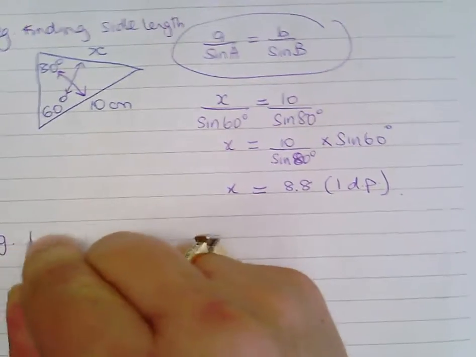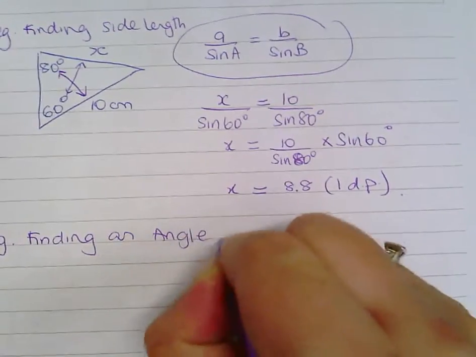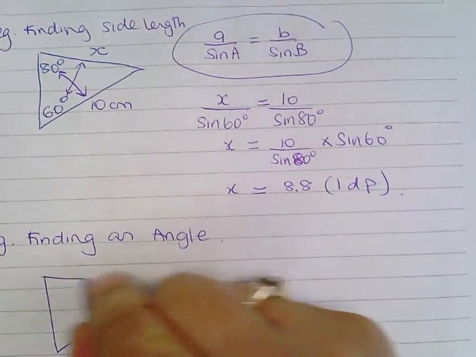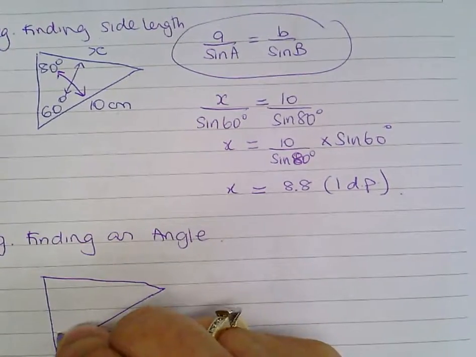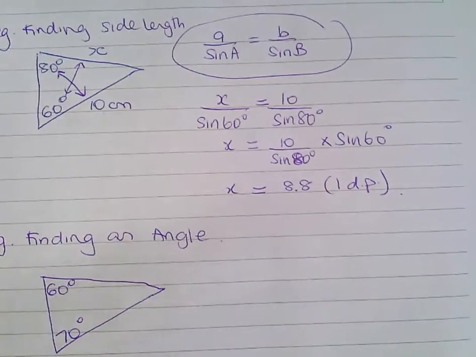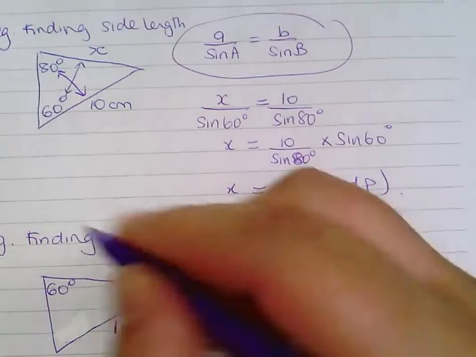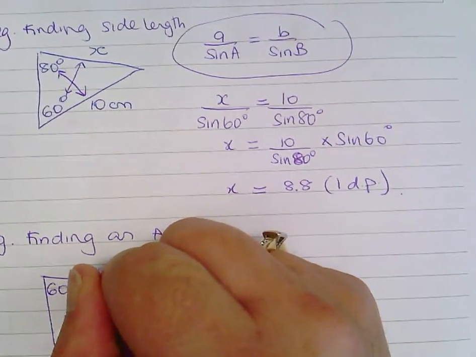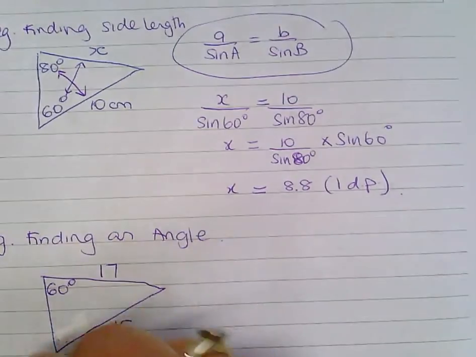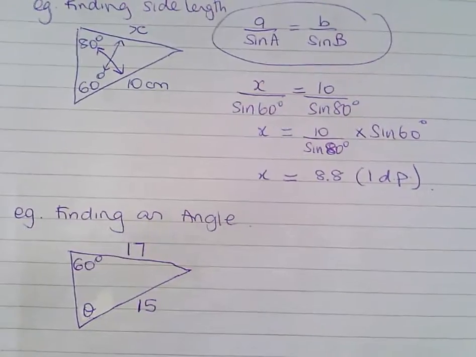Actually, I'll do another example of finding a side length. Oh, no, I'll do finding an angle. Finding an angle. Let's go 60, 15, 17, theta. Okay. Finding an angle.